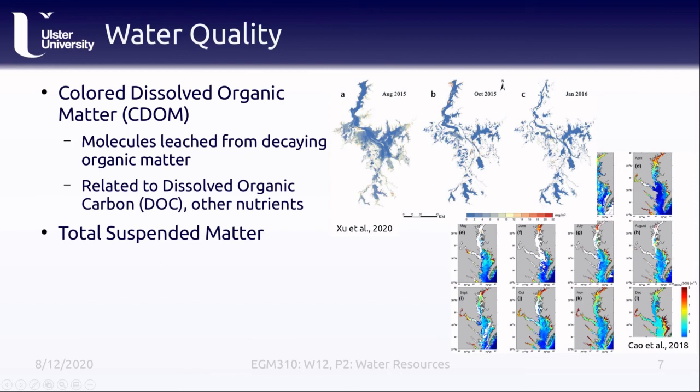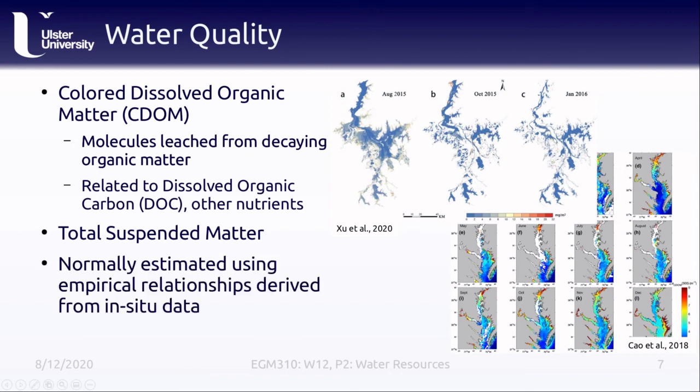Normally, we estimate these quantities using empirical relationships derived from in situ observations. Very often, someone will go out with a boat and take a number of different measurements. We can then compare these measurements to our remote sensing observations, working out a mathematical relationship between the field measurements and the remote sensing data in order to estimate the quantities in unmeasured areas and at different times.